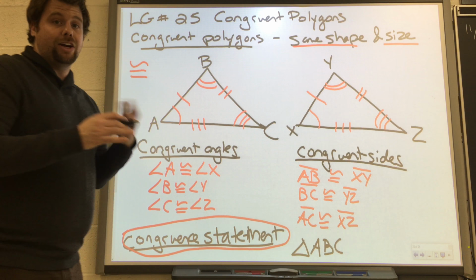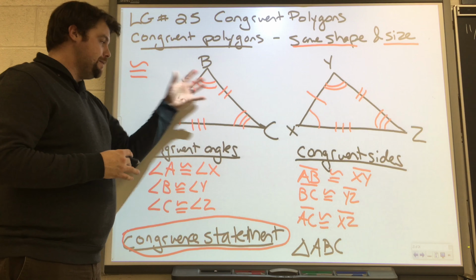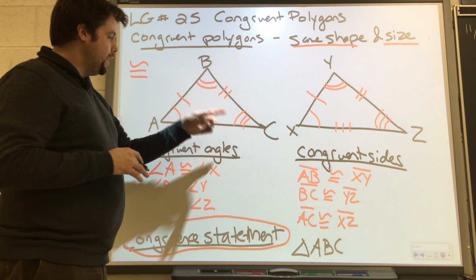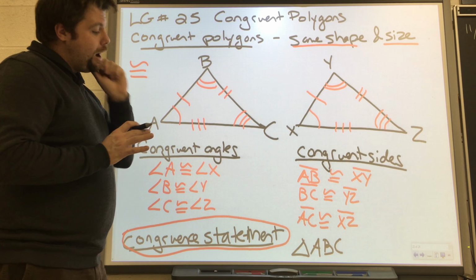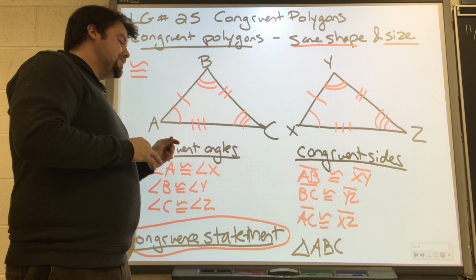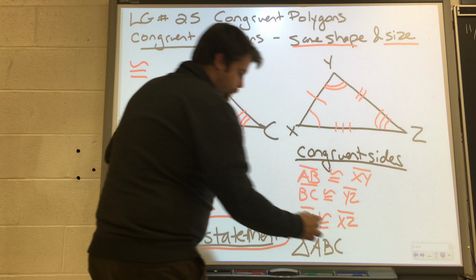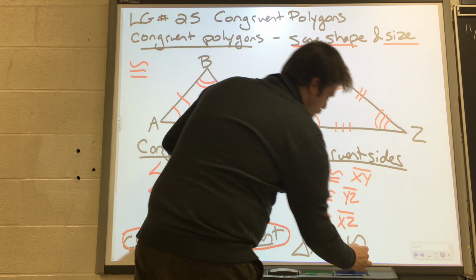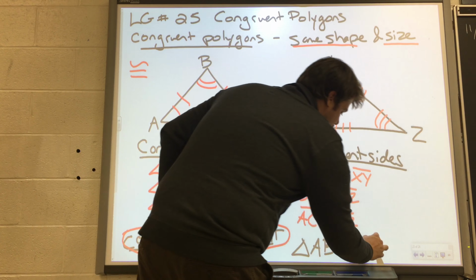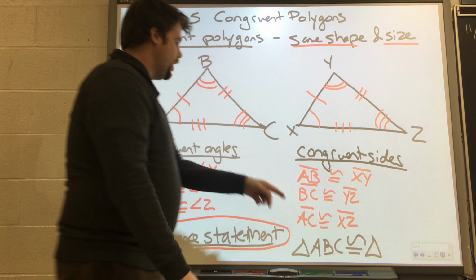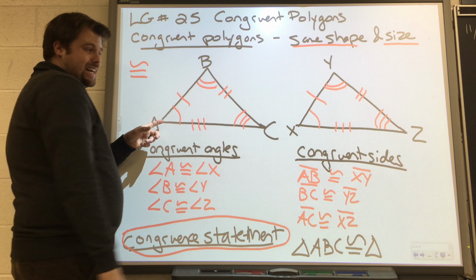We can call it triangle BCA, CBA. We can name this first one whatever order we want, in either clockwise or counterclockwise order. But however we name the first one, the second one depends upon it. So triangle ABC is congruent to triangle, well, what goes along with A?